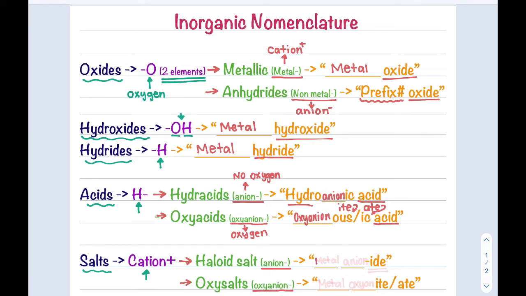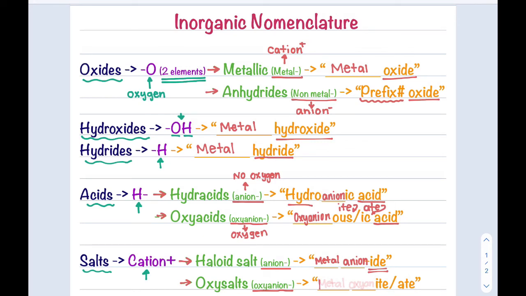In the halide salts, we start with the name of the metal, where we need to consider if it has a variable oxidation number or not. And we write the name of the anion, but that anion ends with the suffix "ide." Okay, so every time that you see something that ends with "ide," that is not oxide, then you're talking about a halide salt.